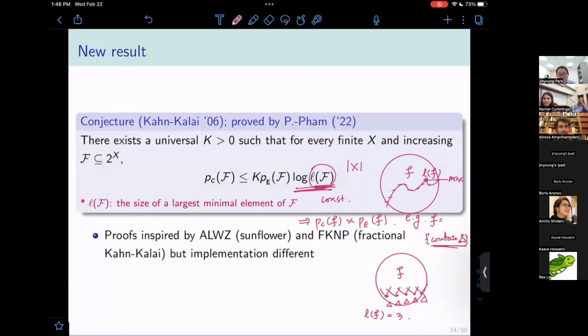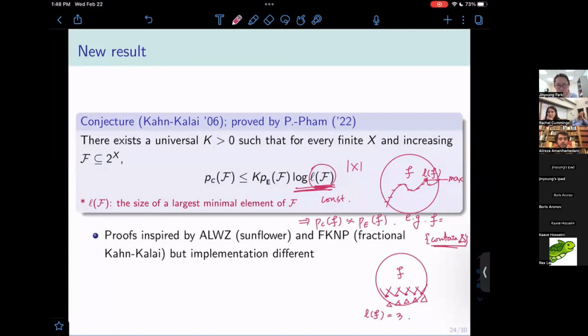Sorry, I have a question. Is it trivial to find the maximal cover, the largest cover, or can we do that computationally? I can't hear you clearly. I mean the largest cover. Can we find it computationally easily or not? The largest, you mean the optimal cover?